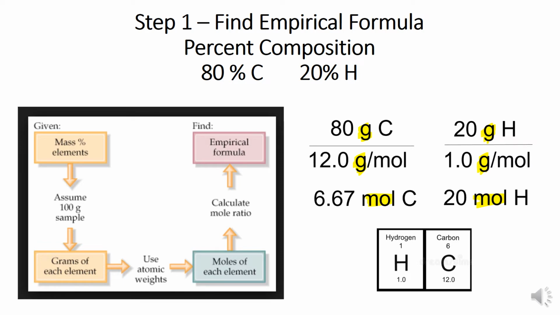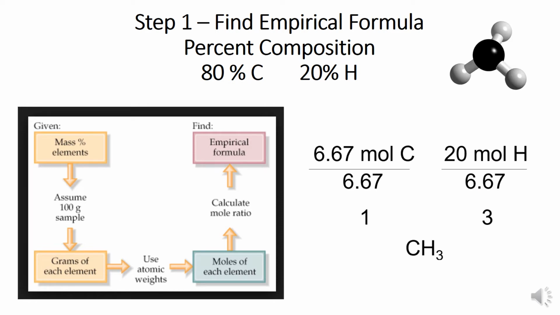We changed our grams into moles, and now we're ready to set up a ratio, hopefully the simplest whole number ratio between the carbon and the hydrogen. So let's go on to step 3. Let's calculate our mole ratio. Dividing through by the smallest, in this case the smallest number is the 6.67. And sure enough, we do get whole numbers here. We get 1 carbon and 3 hydrogens, so our empirical formula is CH3.